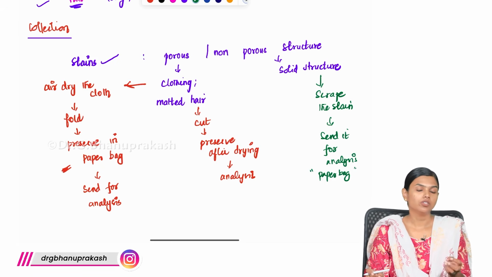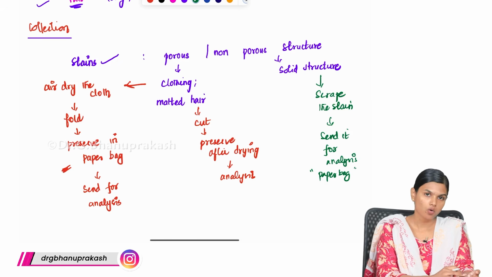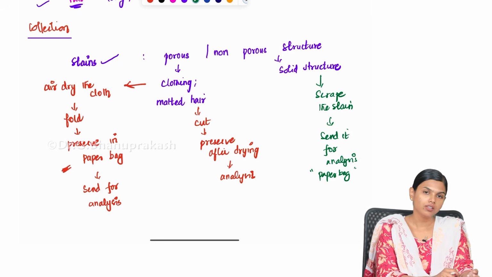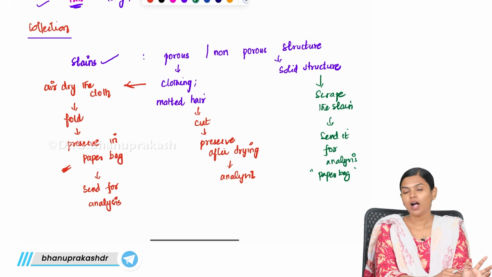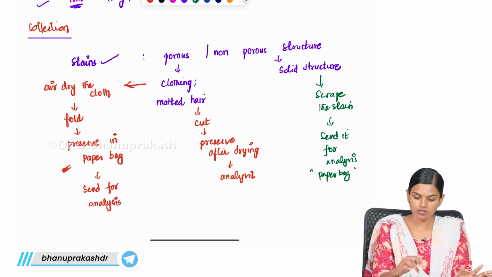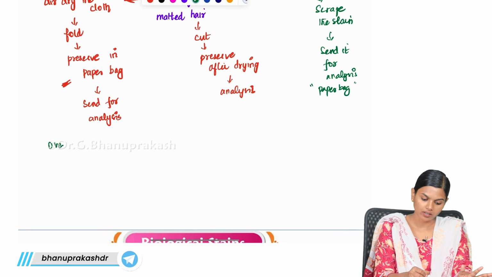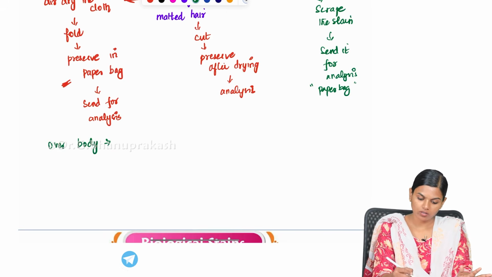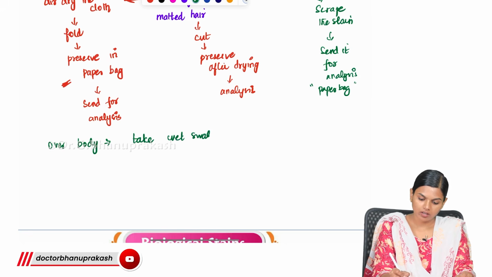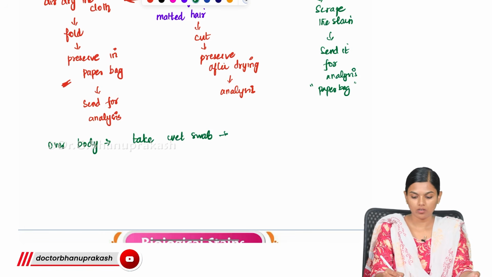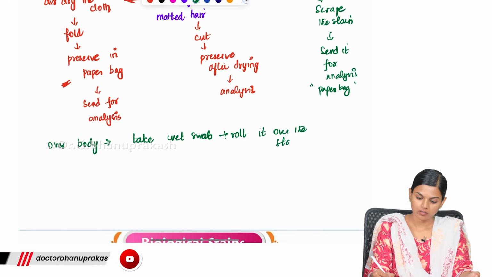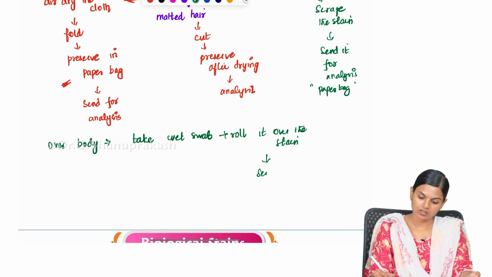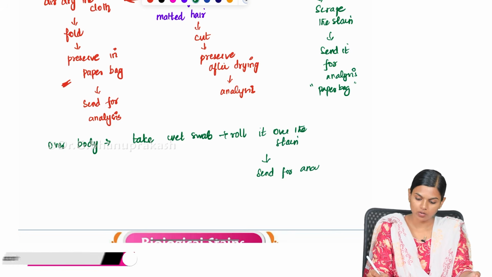And sometimes you will see an area over the body where a stain is there. You could see a seminal stain as a white kind of starchy stain on the body. Under that situation, if it is seen over the body, you have to take a wet swab and roll it over the stain, then send for analysis. This is how you have to preserve.